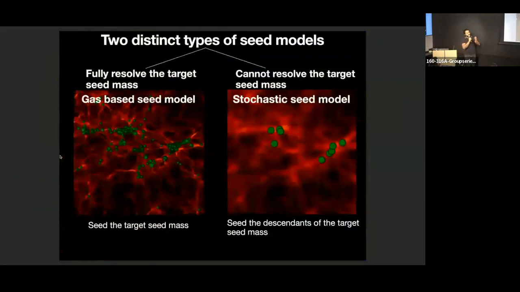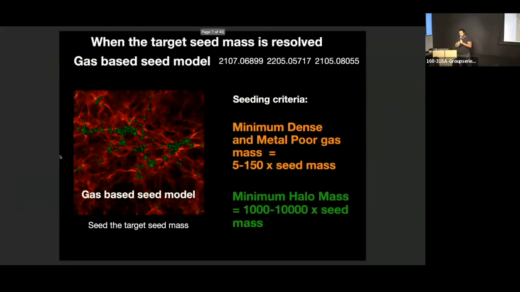So the basic idea behind this flexibility is that we develop two distinct types of seed models to handle two distinct cases. In the first case, where we have a high enough resolution, we are able to fully resolve a target seed mass. We have a gas-based seed model, which I'll talk more about. And in the second case, where we cannot resolve the target seed mass, we develop this novel approach called the stochastic seed model. Let's start with the first case.